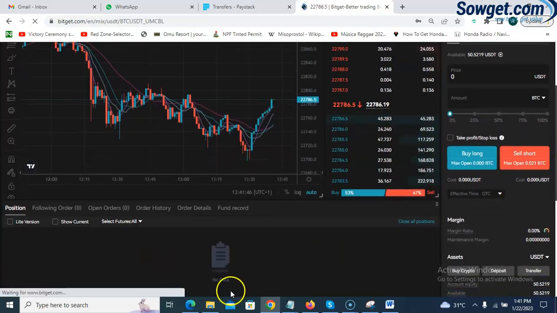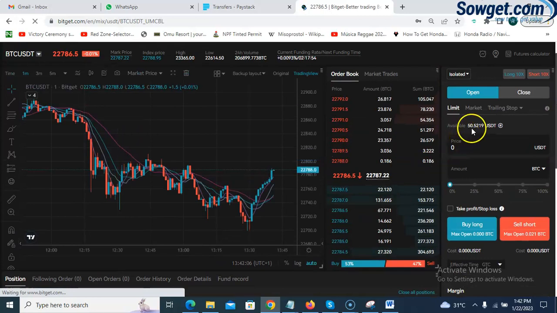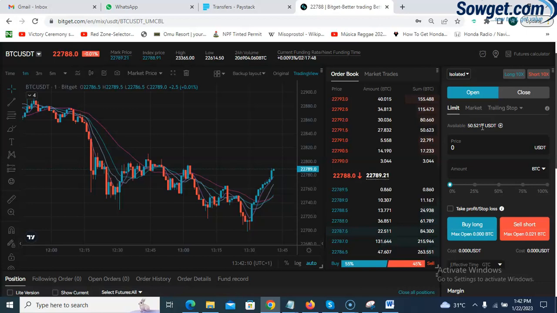Alright friends, as you can see, I've closed all the positions, the single trade that I did, and you can see that the market was going against me. So with the help of our stop loss, we are able to preserve our money. You can see my balance has returned to 50.52 USDT. So this is all you need to know about trading futures on the Bitget trading platform as a beginner.